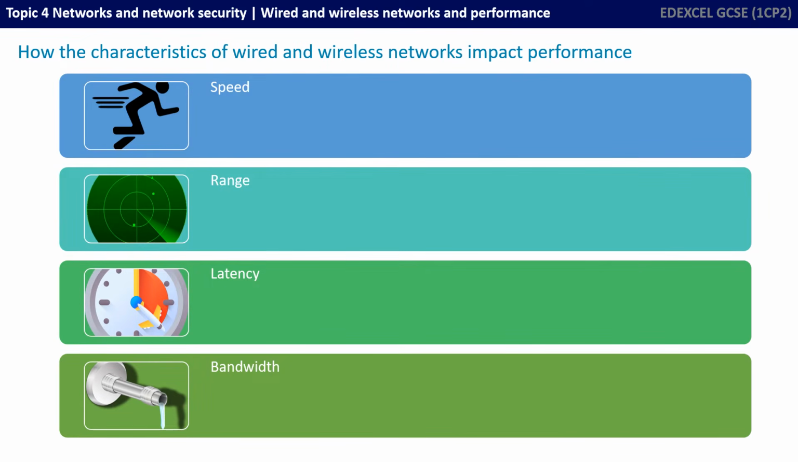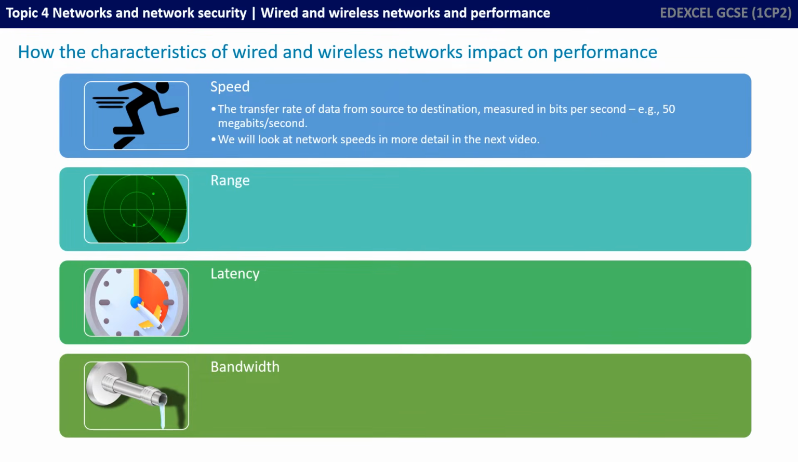Now for your exam, it's important to understand how the different characteristics of a wired and wireless network impact on performance. And in particular, when we talk about performance, there are 4 words you need to be aware of: speed, range, latency and bandwidth. Let's have a look at each of those in a little more detail.